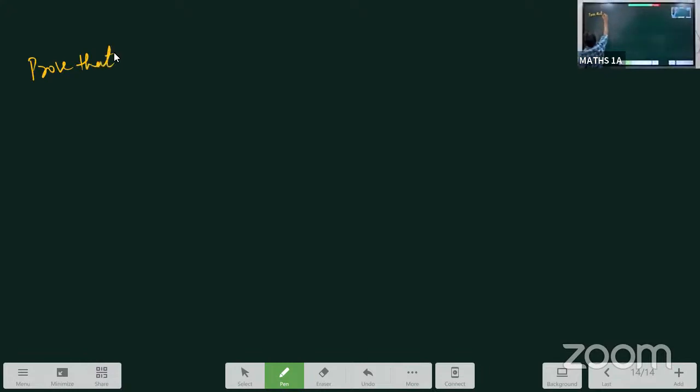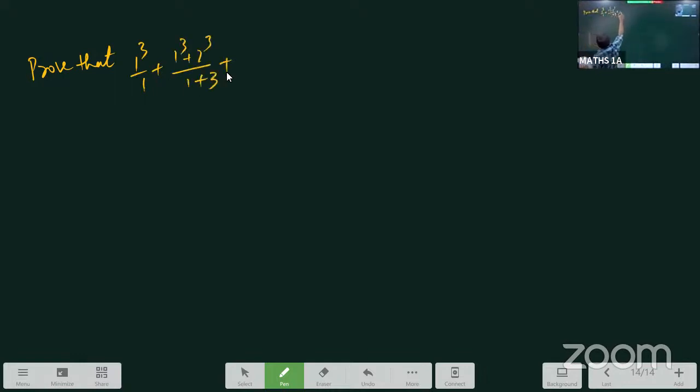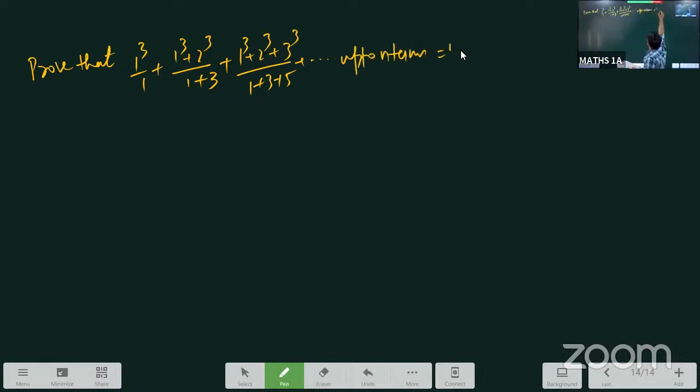Next, prove that 1 cube by 1 plus 1 cube plus 2 cube by 1 plus 3, plus 1 cube plus 2 cube plus 3 cube by 1 plus 3 plus 5, plus so on up to n terms, equals n by 24 into 2n square plus 9n plus 13. This we are going to prove now.